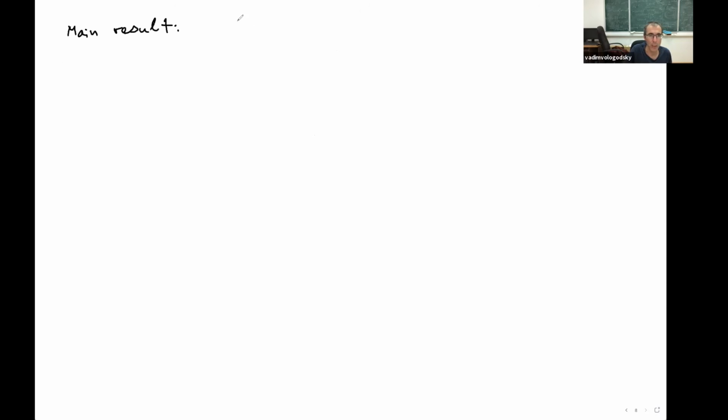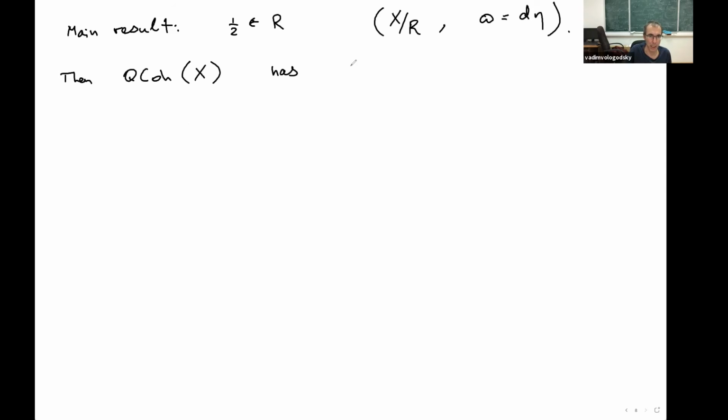The result is the following. So suppose I have a ring R, and I assume that it has one half in it, so 2 is invertible. And I have a symplectic variety X over R, and I assume that my form omega is exact. So then the category of quasi-coherent sheaves on X has a canonical quantization.